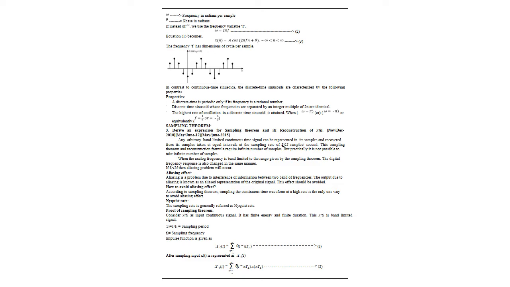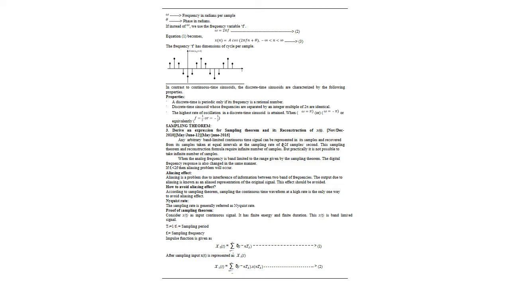Okay, so any arbitrary band limited continuous time signal can be represented in samples and recovered from the samples that have been taken at equal intervals, where the sampling rate Fs is greater than or equal to 2F samples per second. So this sampling theorem gives the reconstruction formula, and it is not possible to take an infinite number of samples. So when the analog frequency is band limited to the range given by the sampling theorem, the digital frequency will respond in the same manner. So that is Fs less than 2F.